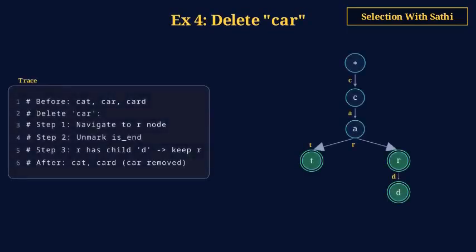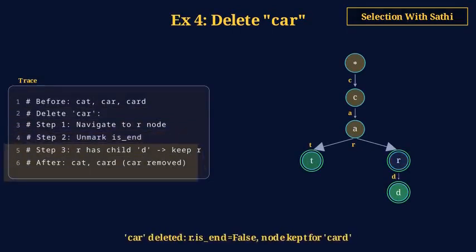Let us delete car from the trie that contains cat, car, and card. We descend, root to C to A to R, depth equals 3 which equals the length of car. Unmark is end at R, now R dot is end is false. Does R have children? Yes, it has child D for the word card.